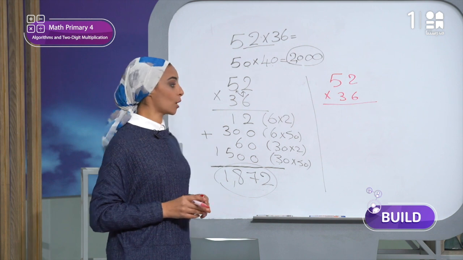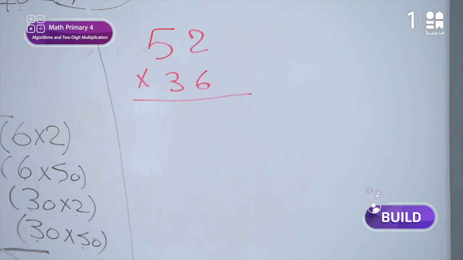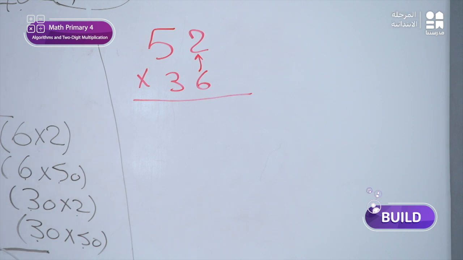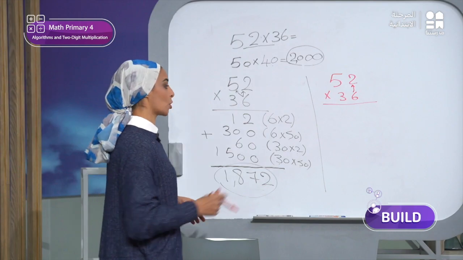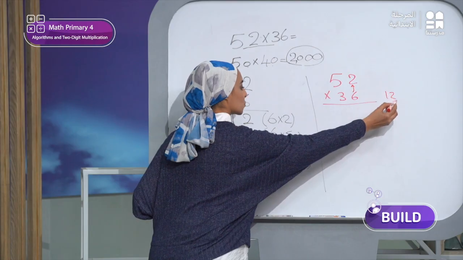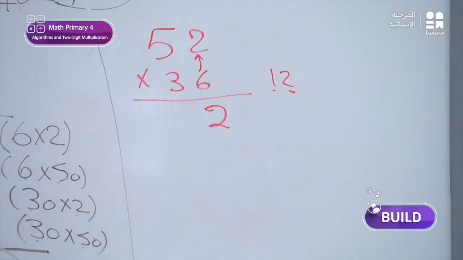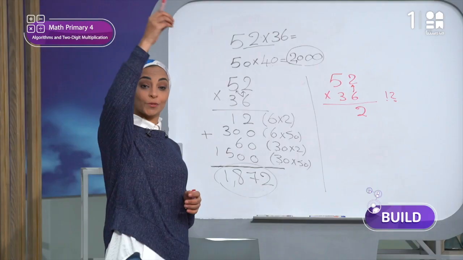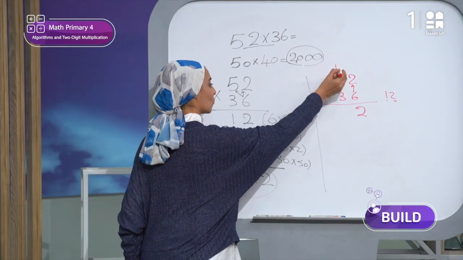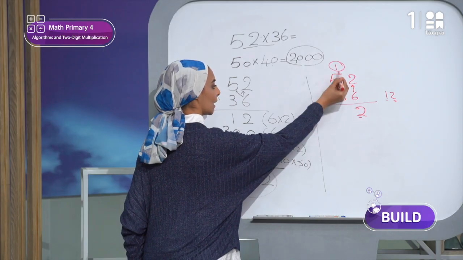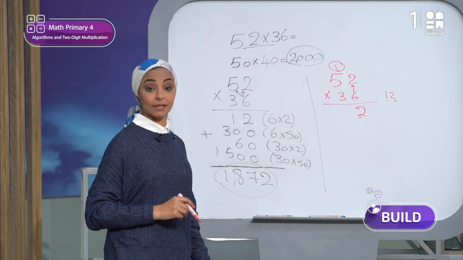Then what should I do? I will start with the ones. I will do 6 times 2. 6 times 2 equals what? 12, of course. So here, as you see, 12, 2 is in the ones place and 1 is tens. So I will regroup the 1 in the tens place. I'll put the 1 up here. So again, 2 times 6, 12. Put 2 down and regroup the 1 on the tens.